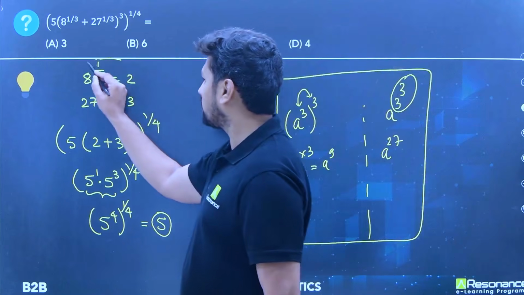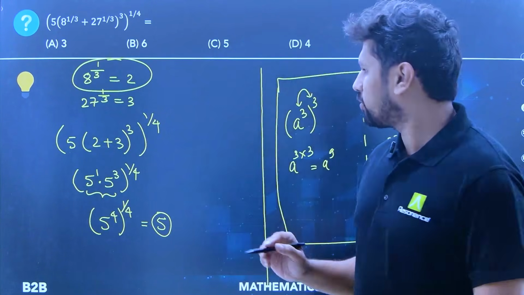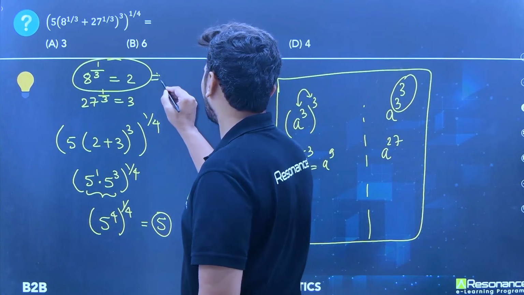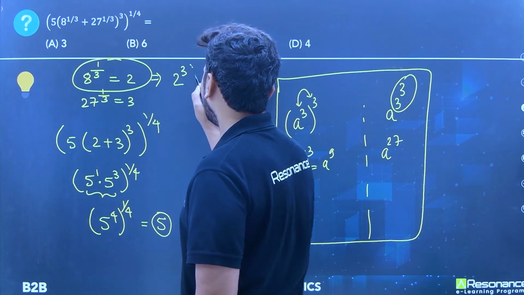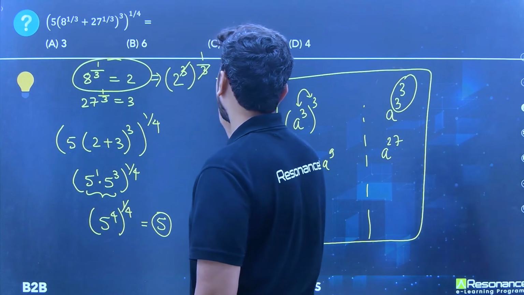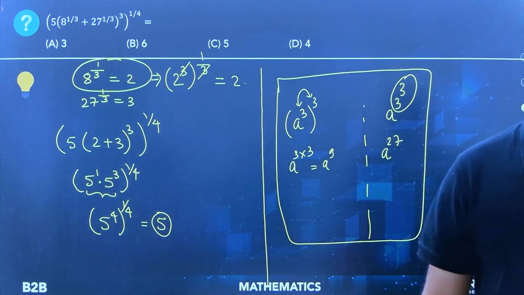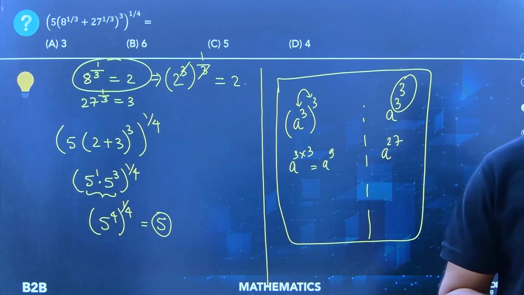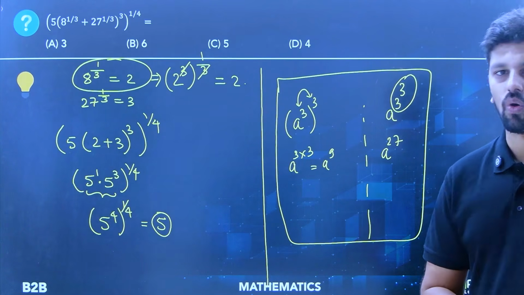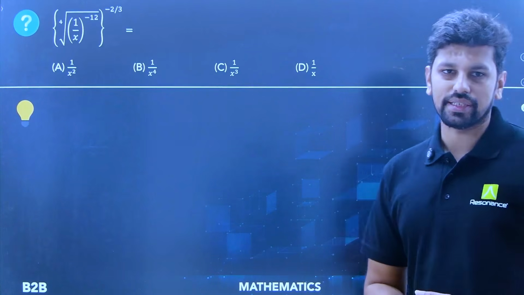Some students are asking how this is 2. This is a very advanced level of doubt. Okay, let's solve this. 8 can be written as 2 cube. This and this will get cancelled. So the answer is 2. Okay, let's move on to the next one. Try this.